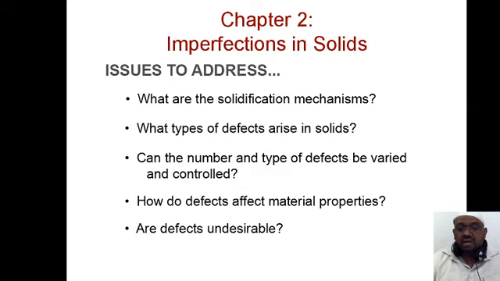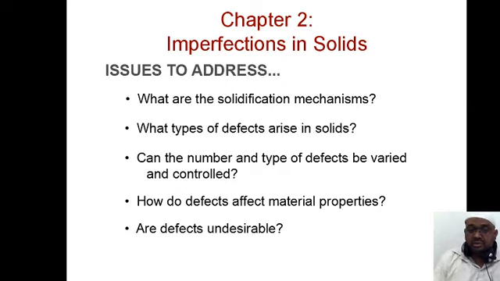In chapter 1 we discussed solids. Here also we need to understand the different imperfections in solids. What are the issues to be addressed? What is the solidification mechanism, and what are the different types of defects that arise in a solid? Definitely we'll have defects in solids, and can the number and type of these defects be varied, or can we control them? Is it possible? That is a question.